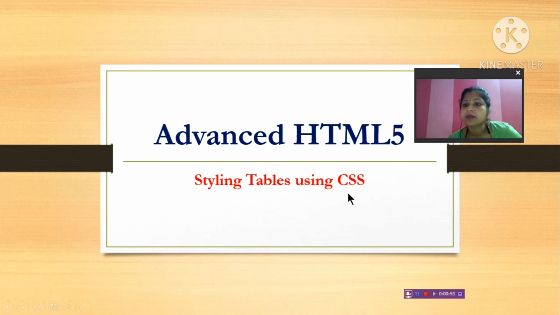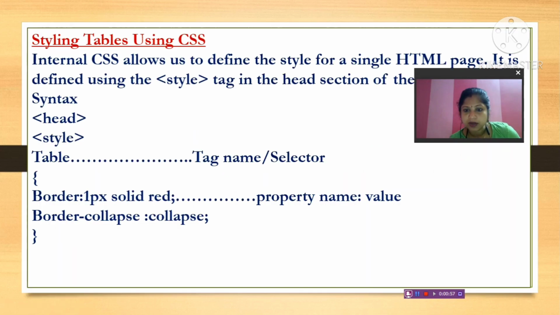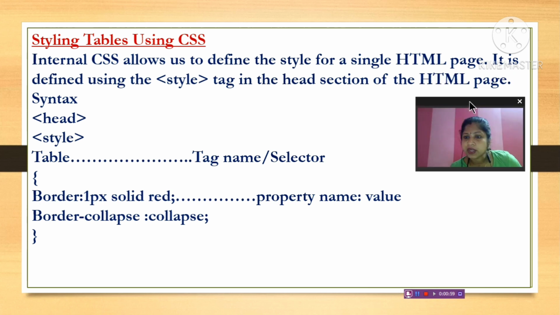Cascading Style Sheet means all the formatting features of the table will be stored in one file, means inside one tag. Internal CSS will be used. In that tag, all the formatting features, whatever you want to apply for the table, will be stored, and that will be applicable to all the tables defined in the web page. Okay, that's the benefit of using CSS.